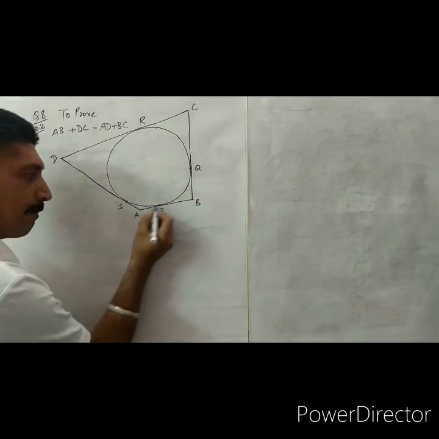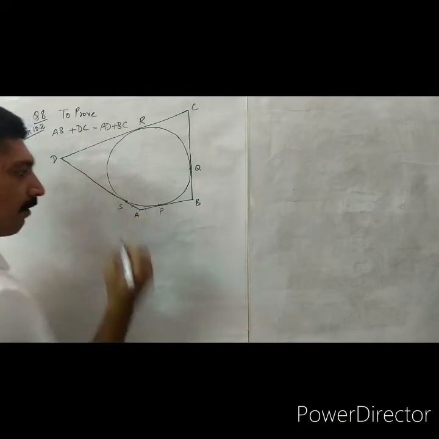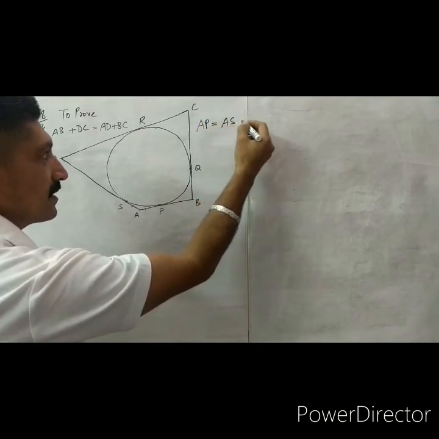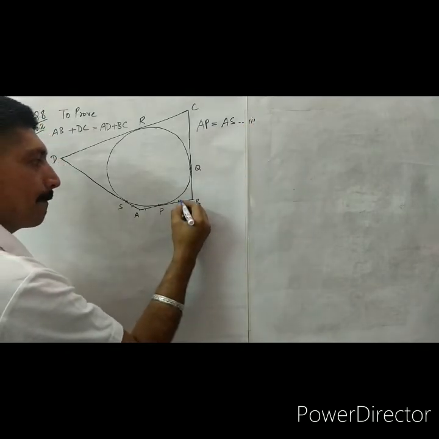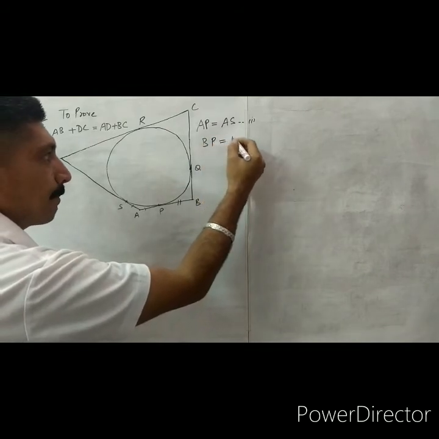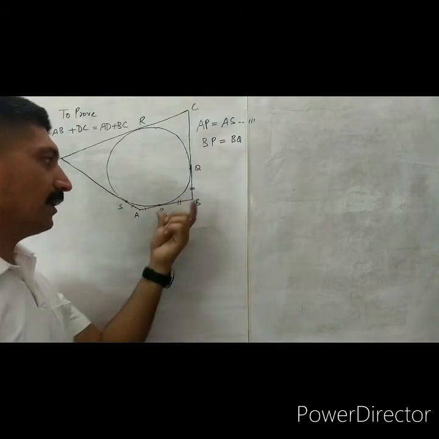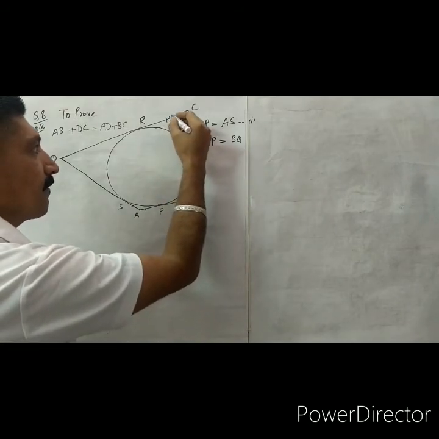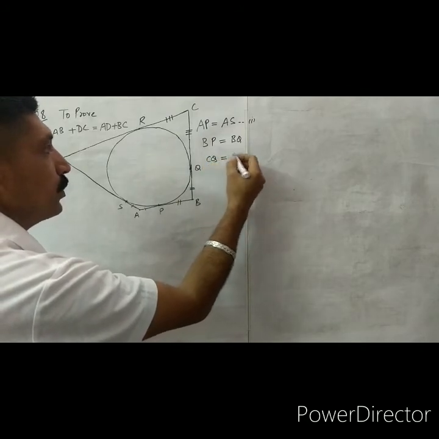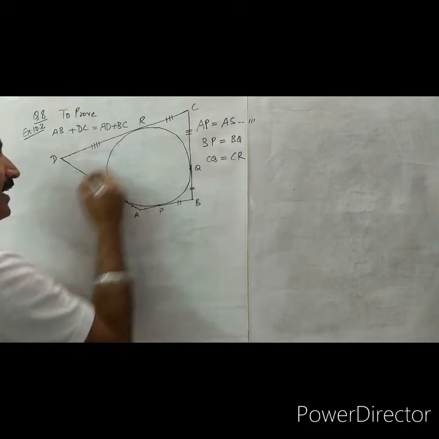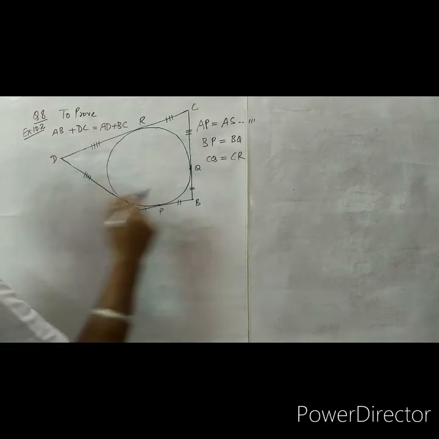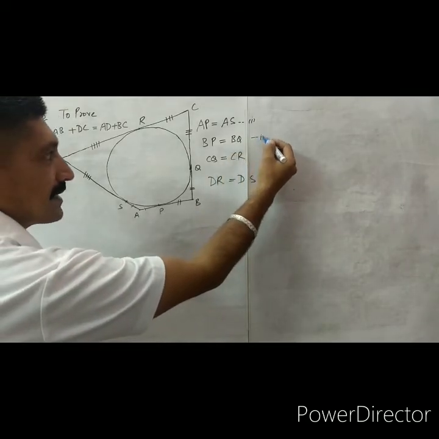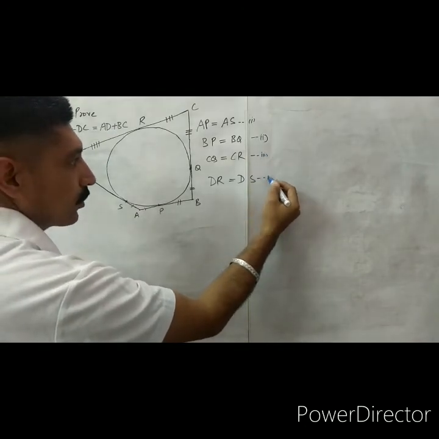We know that AP and AS are a pair of tangents. So we can write that AP is equal to AS. This is equation number 1. Similarly, BP is equal to BQ. These are also a pair of tangents, and we know the lengths of a pair of tangents are always equal. Similarly, we have CQ equal to CR, and the fourth side, DR and DS, are also equal. DR is equal to DS. So this is second, third and fourth.